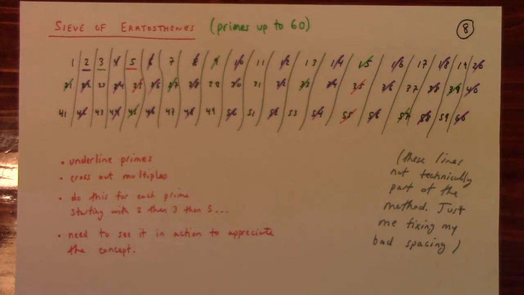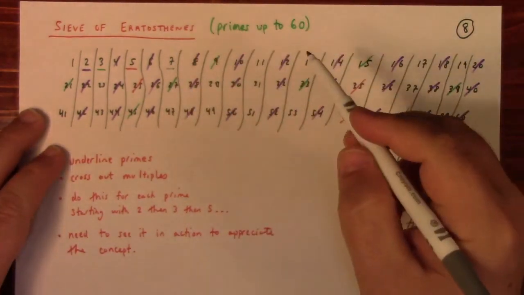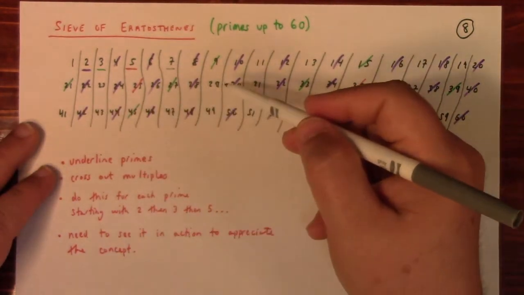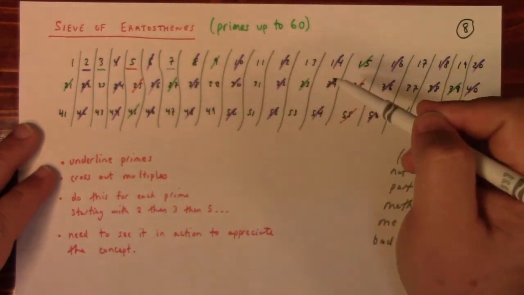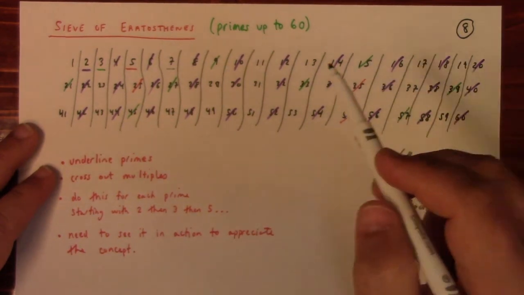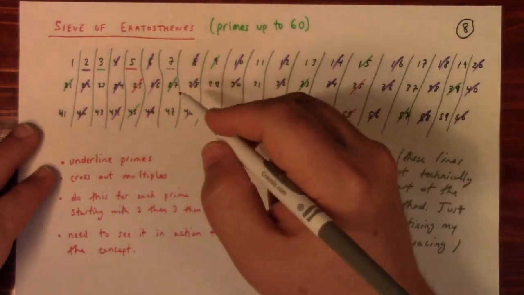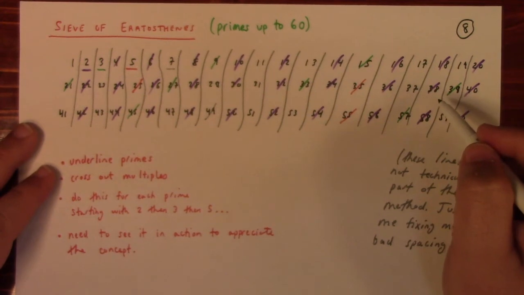Let me see, I need another color. Here, I'll use gray this time. All right, here we go. Exciting. 7. Multiples of 7 that we haven't already got. 14, it's gone. 21, dead to us. 28's already gone. 35 is already gone. Multiples of 7. 42 is already gone. Oh, 49. That's 7 times 7. Now it's gone.